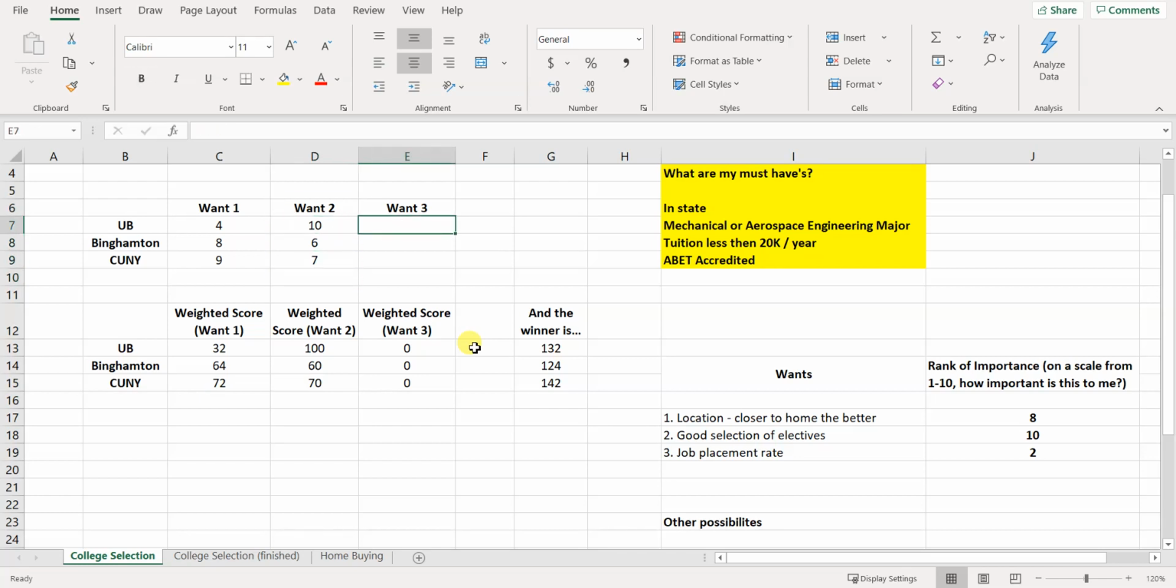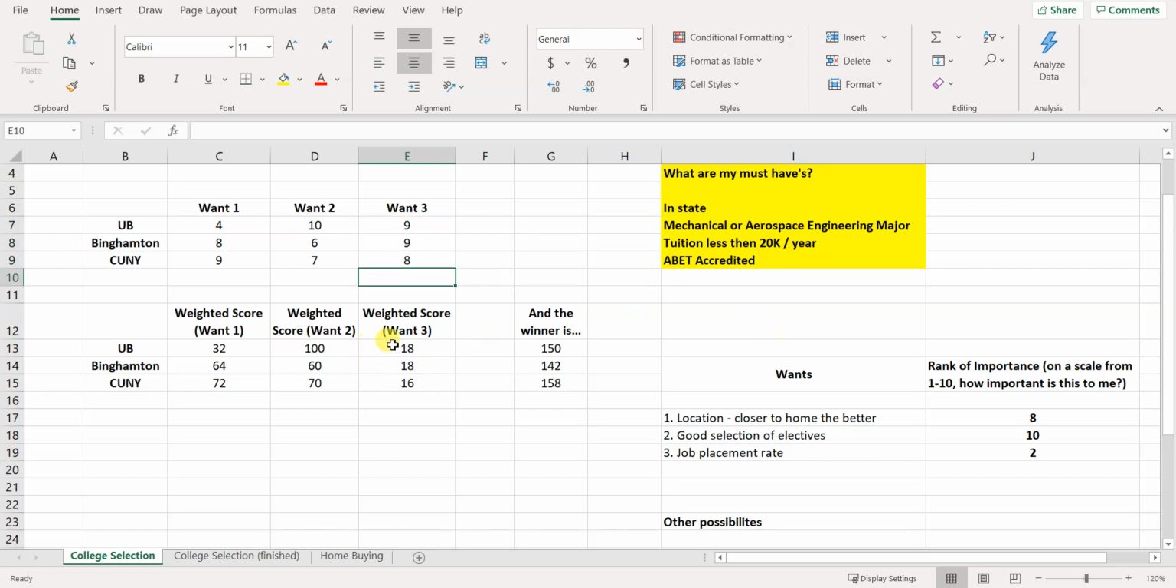And now we're going to go to want 3, and this is job placement rate, which they all had pretty good job placement statistics and everything. So I'm just going to put these down real quick. This is what I went with. It was like a 9, 9, 8. They all did fairly well.